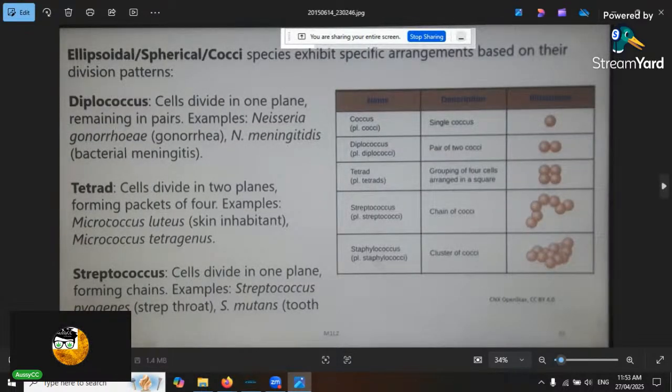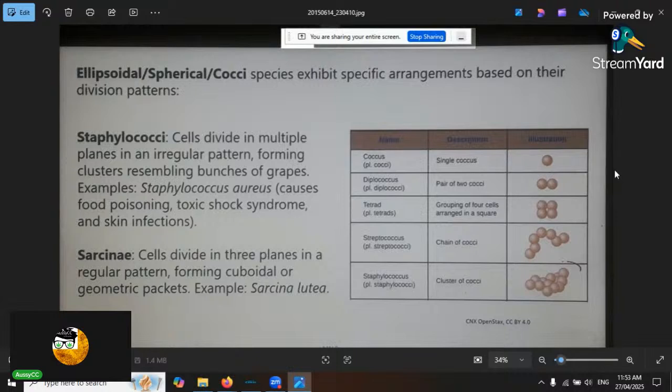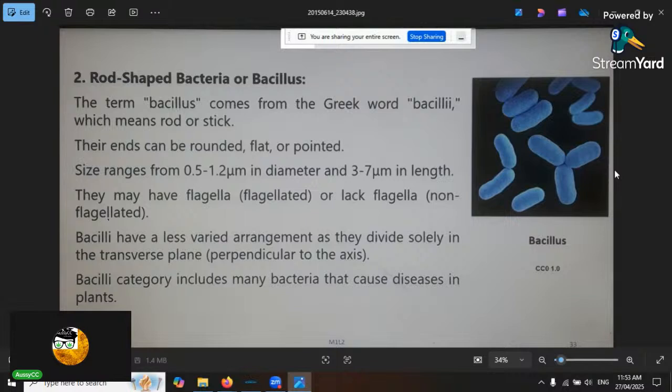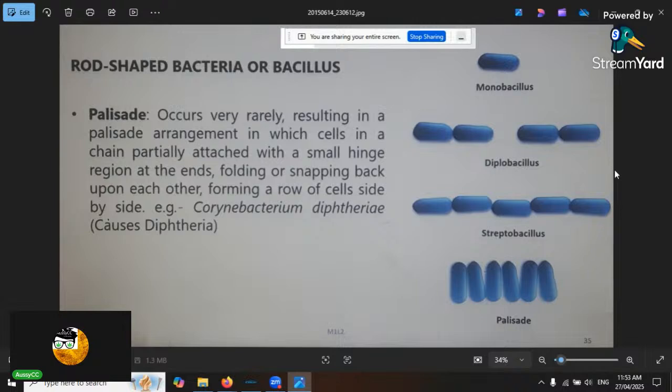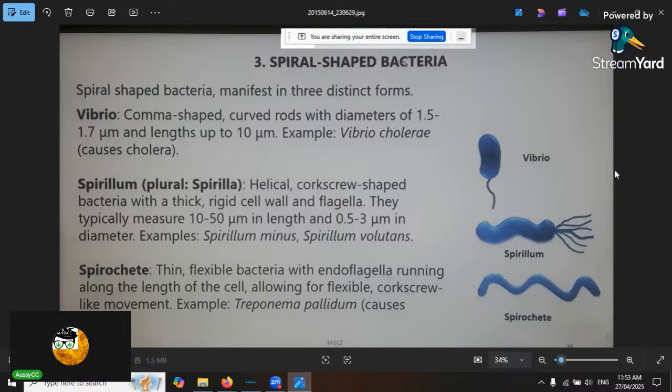It's just strapped up. There's a chain, a staphylococcus group or cluster. Rod-shaped. So pseudomonas can be rod-shaped too. Oh, sorry, they are. Corynebacterium. I need one of those species for CT. Spiral bacteria shapes, yes.